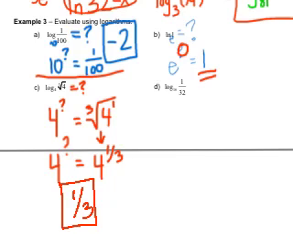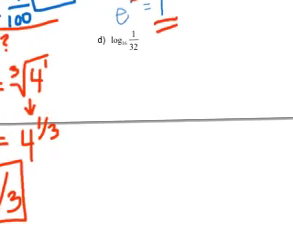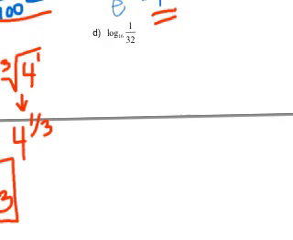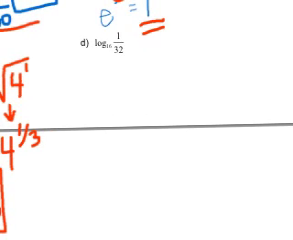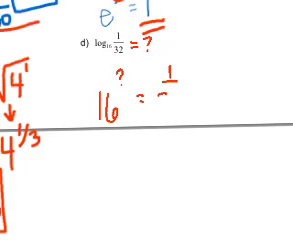Okay, D is the harder example. So just go with me and we'll get there. So on D, if I drop and cross, of course I have equals what? So 16 to what power equals 1/32?